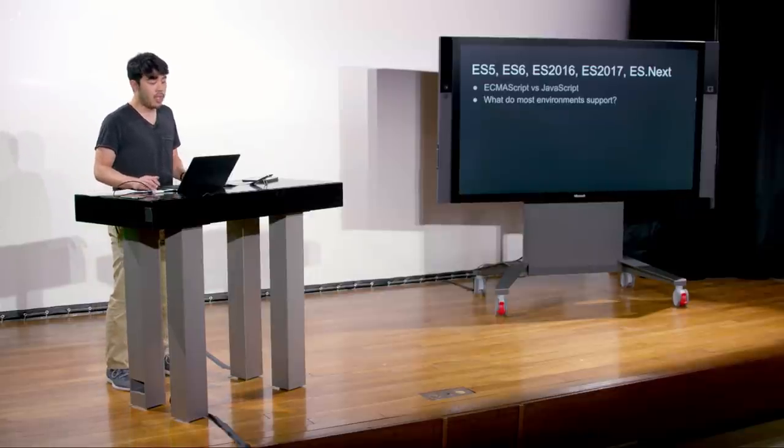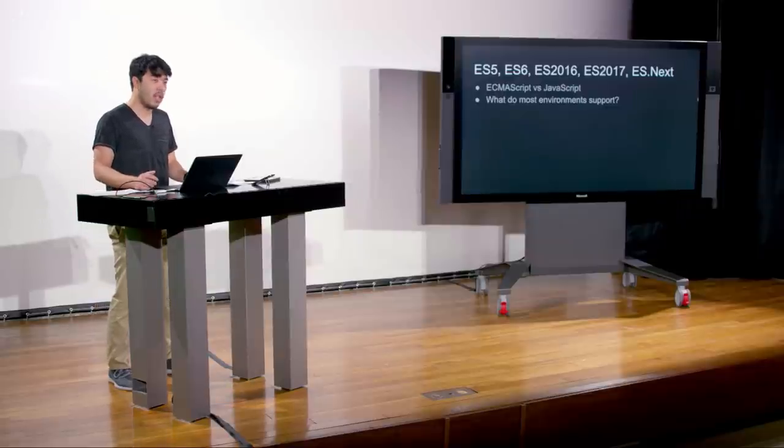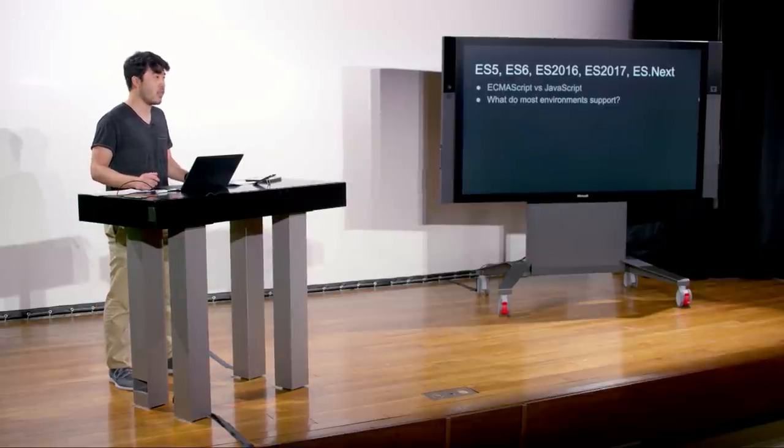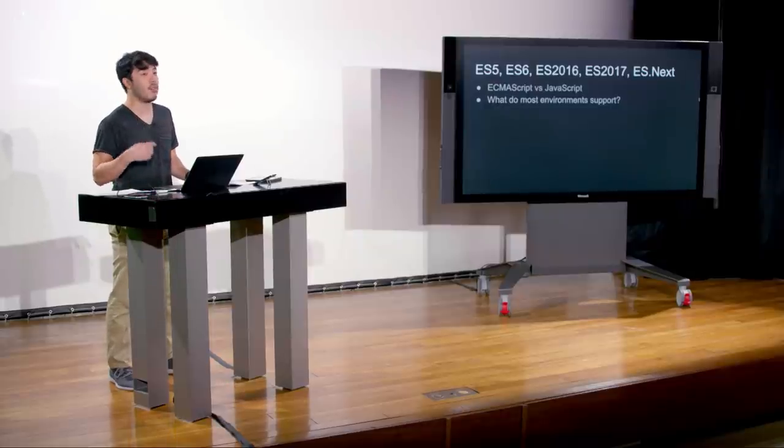And so which of these versions do environments support? Because every year, roughly, a new version comes out. So this is a little bit of a tricky question. It's kind of the bane of all JavaScript programmers' existence, because we really don't know exactly what environment our code is going to be run in, and therefore we don't really know exactly what is supported. So generally the convention is to assume that the environment supports all of ES5. And so what are we supposed to do about these future language things that we can use?